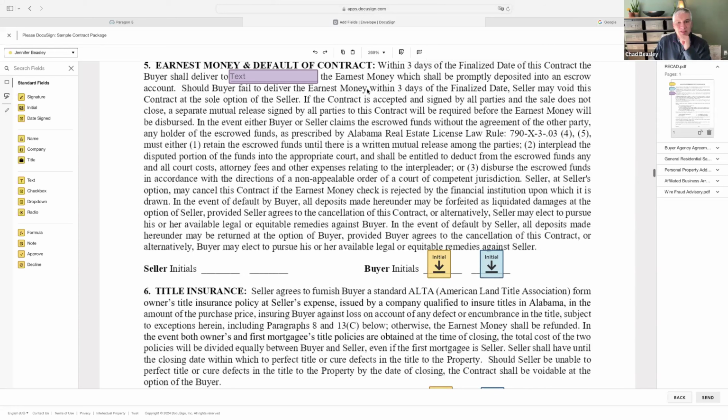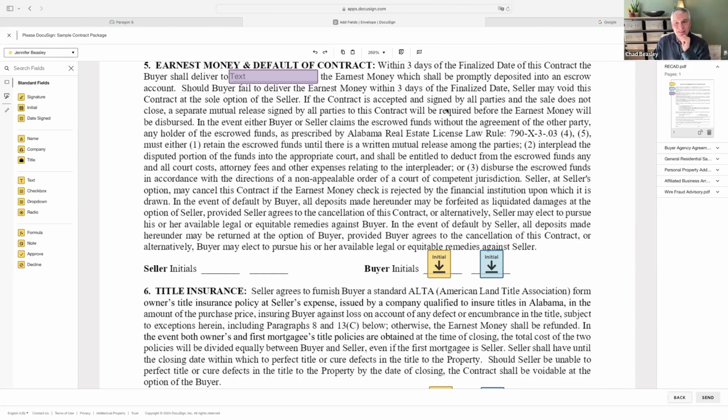Should buyer fail to deliver the earnest money within 3 days of finalized date, guess what? Seller may void this contract at the sole option of the seller. So I've heard of this happening. Buyer's sitting there, they haven't delivered the earnest money. On day 1 or 2, where they still got time to get it there, seller gets another offer that's better. They sit there and wait it out. Day 3 passes, the seller cancels this contract so they can take the better one, all because they didn't deliver the earnest money. So it's important stuff.